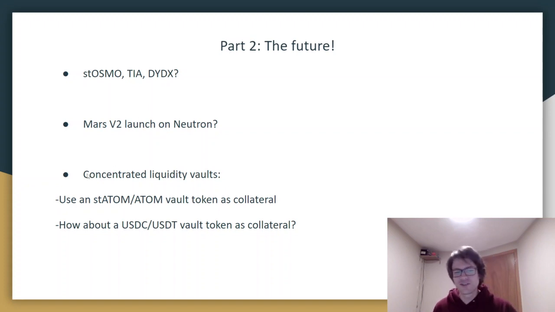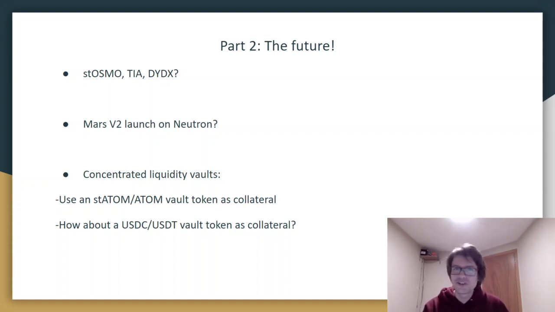And the last thing that's really exciting is concentrated liquidity vaults. Right now, if you have collateral on Mars V2, you can provide that collateral as liquidity within the credit account on the Osmosis DEX. That's really exciting and innovative. But currently, you can only do that for XYK pools. It's not very efficient and actually not that attractive.